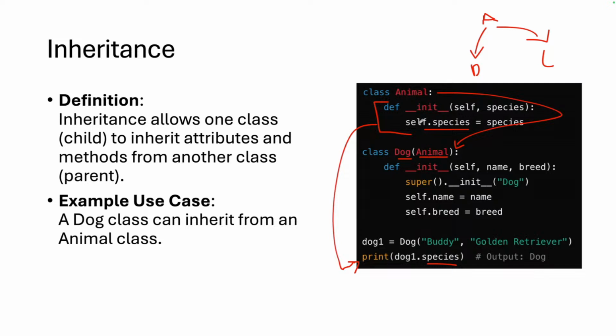Emily? Yeah. How are we able to tell that the dog is inheriting animal? Is it the word super?